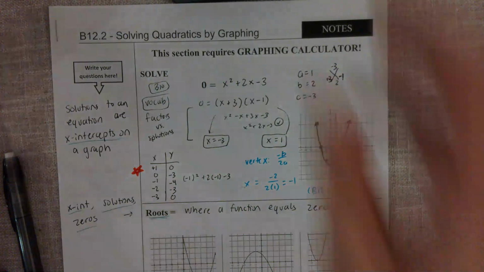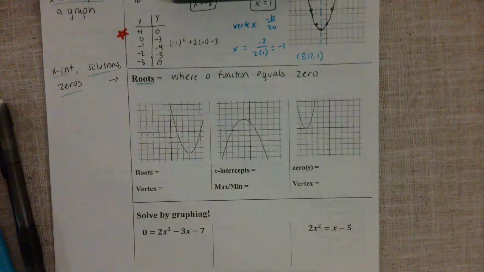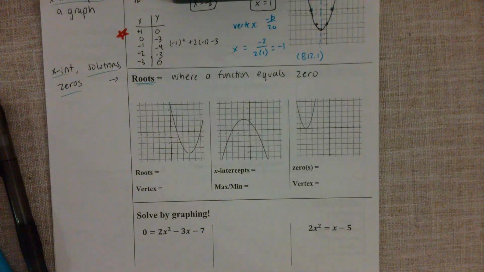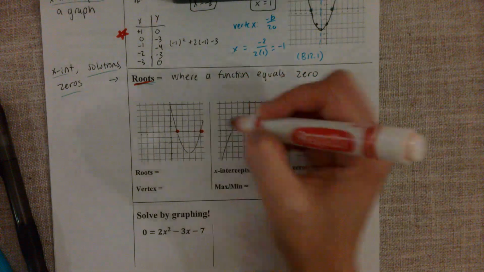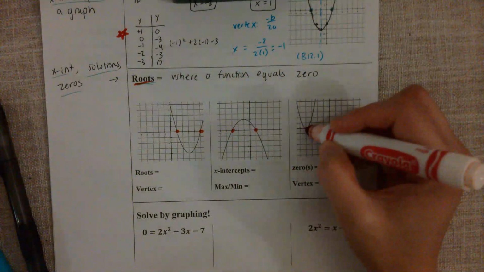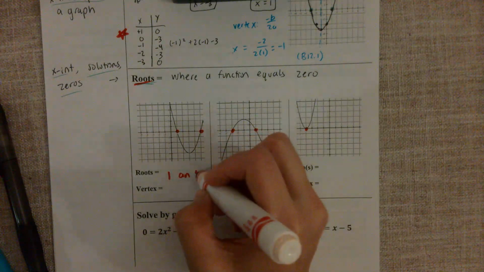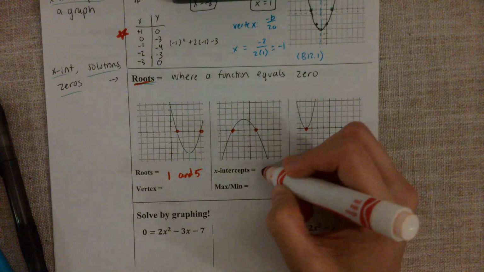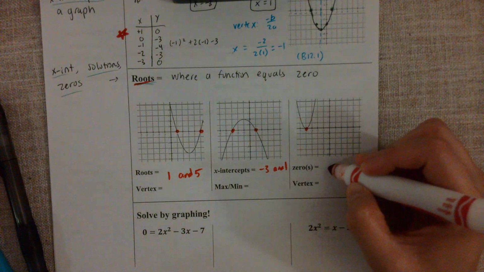Okay, so let's take a look right here. Okay, so our roots are going to be, let's have roots be in red. Okay, so our roots are here and here, here and here, and here, right? So our root is going to be 1 and 5. It's going to be -3 and 1, and it's going to be -4.